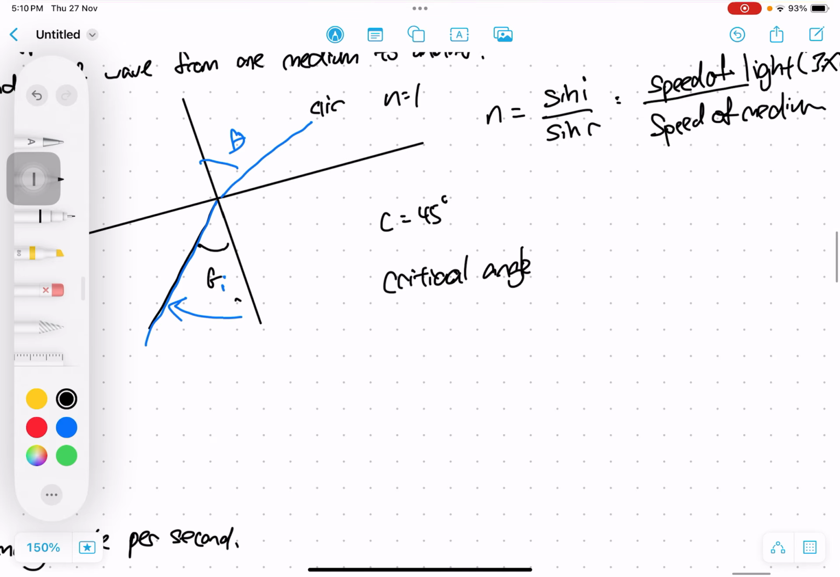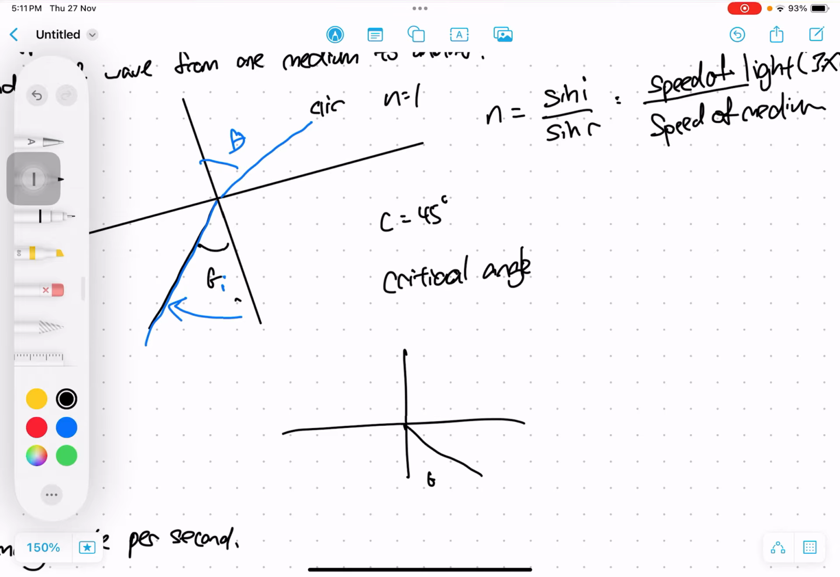Other than that, light from a less dense to a denser medium goes towards the normal, so it refracts towards the medium. But from a denser to a less dense medium, it moves away from the medium.